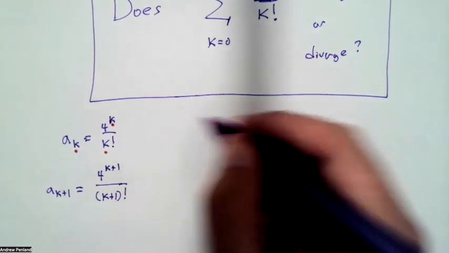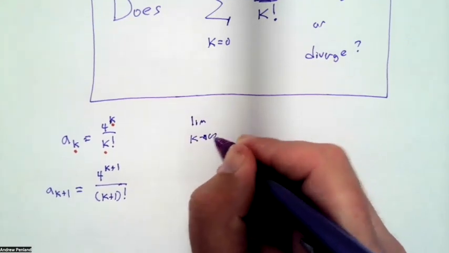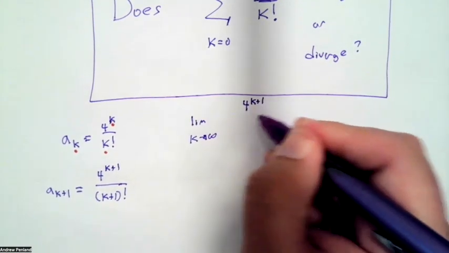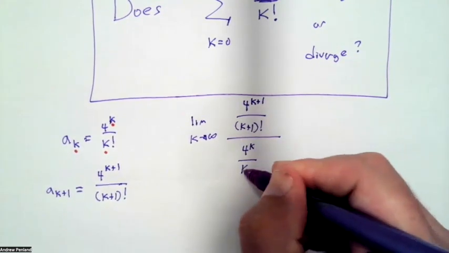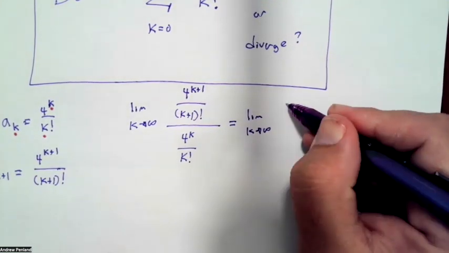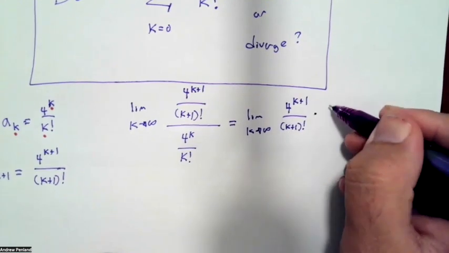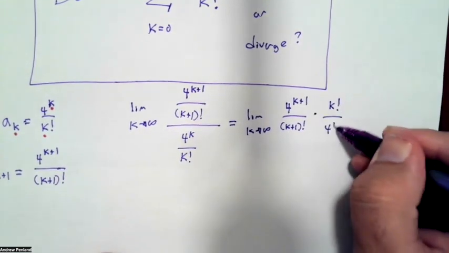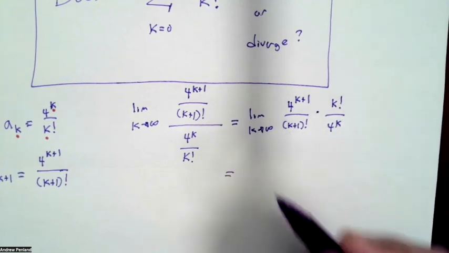When we look at applying our test now, we're going to be looking at a limit as k approaches infinity of 4 to the k plus 1 over k plus 1 factorial, all over 4 to the k over k factorial. Now we're going to use our algebra for dividing fractions, and we're going to have 4 to the k plus 1 over k plus 1 factorial times k factorial over 4 to the k. It's really important when we see this k factorial and this k plus 1 factorial that we know that we can cancel.